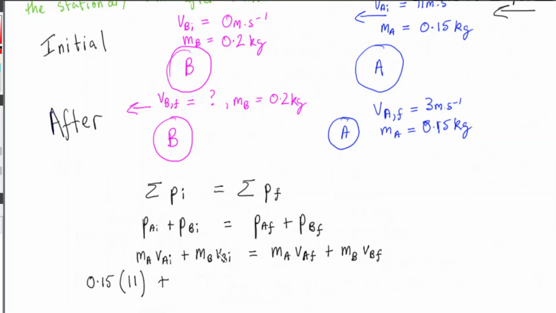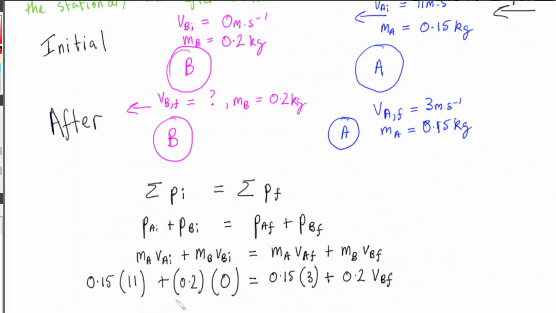So let's go ahead and put that in. So MB is 0.2 times 0 velocity. And in the final condition, we have MA traveling at 3 meters to the left still. So the mass is still 0.15, and this is 3. And what we need to find out is the final velocity. So that's going to be our unknown. So our mass of B is 0.2, and what we need to find is VBF.